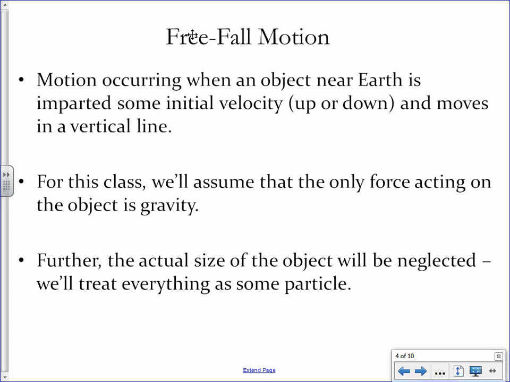Now, we are going to assume that the only force acting on the object is gravity. We're not going to worry about any wind resistance, and the actual size of the object, we're also not going to worry about. We're going to treat everything as just a particle. The further you dive into physics, the more you can deal with wind resistance and how big the object is. Right now we're just going to work with the basics.